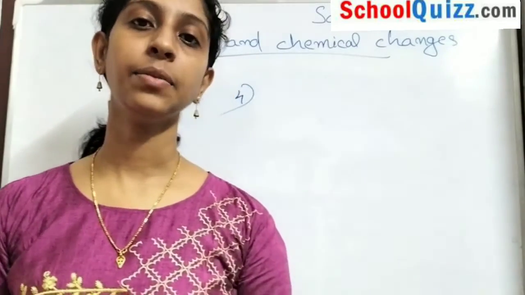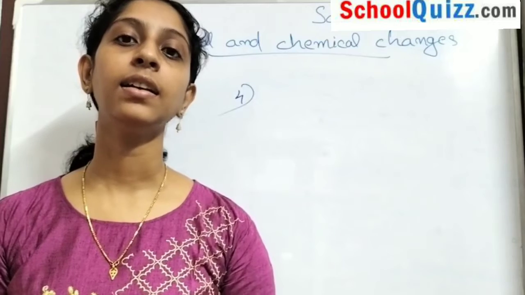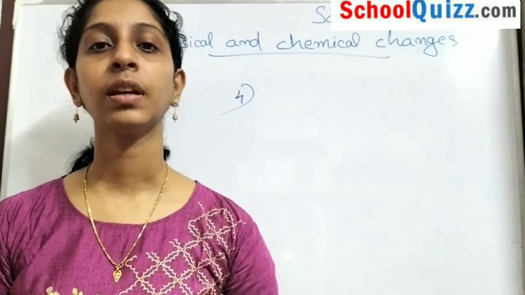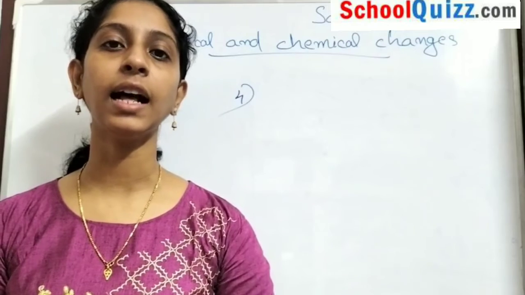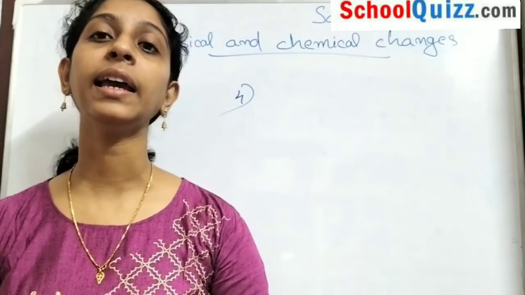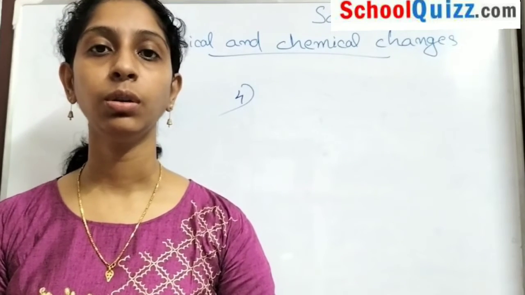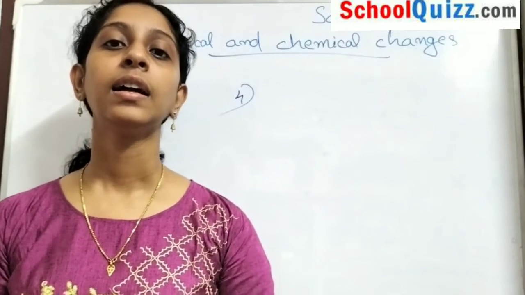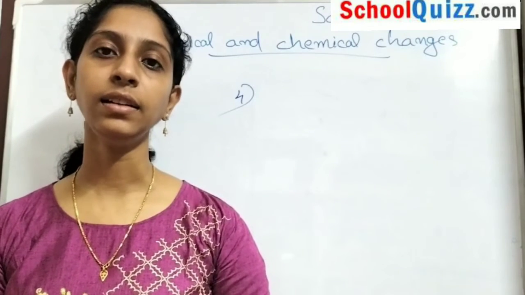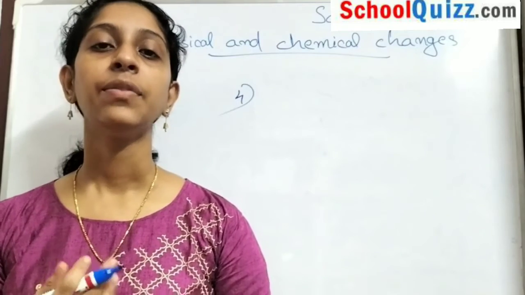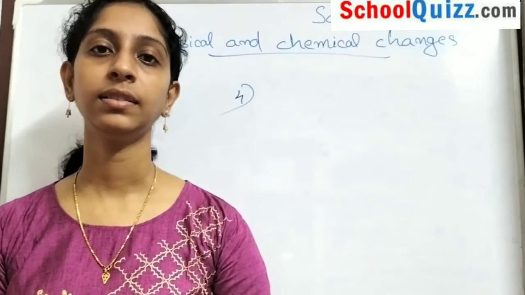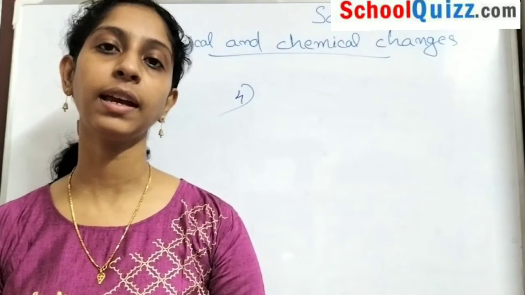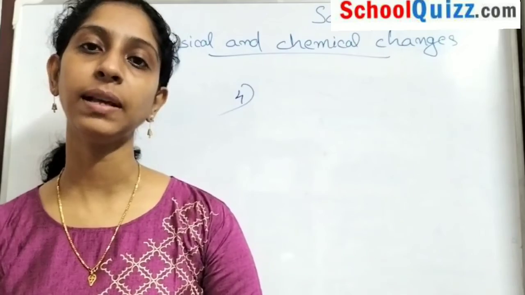The fourth question is: in coastal areas, rusting takes place faster. Why? In coastal areas, the amount of water in the atmosphere, that is humidity, is higher. So rusting takes place faster in coastal areas than in deserts. When humidity in the atmosphere increases, the possibility of contact between the iron particles and atmospheric water increases. So rusting takes place faster.